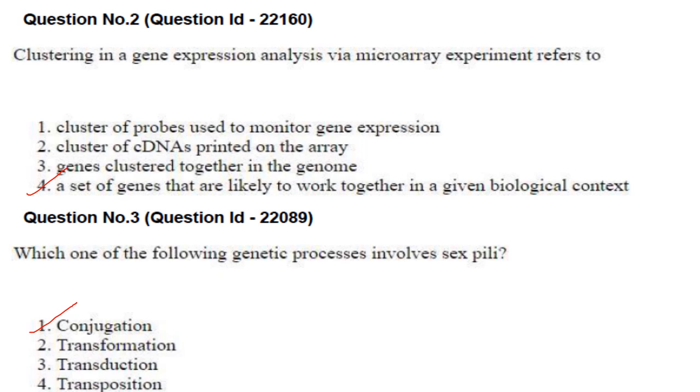So clustering is cluster of probes used to monitor gene expression. No. Cluster of cDNA is printed on the array. No. Genes clustered together in the genome. No. A set of genes that are likely to work together in a given biological context. That is correct. Answer is option 4.